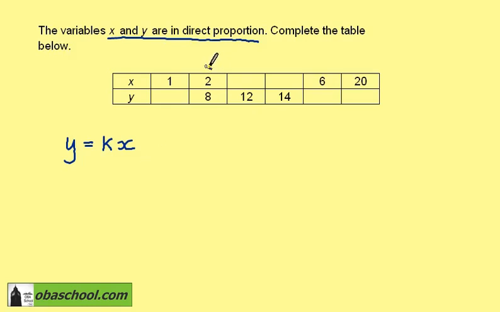If we look at this point of the table, we can see that we have values for both x and y. y is equal to 8 when x is equal to 2. Substitute this into the formula and we get 8 is equal to k times 2. Dividing both sides by 2 tells us that k is equal to 4, giving us the formula y is equal to 4 times x.